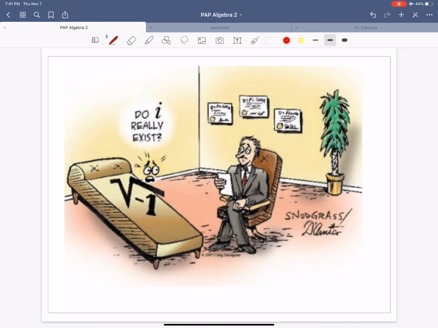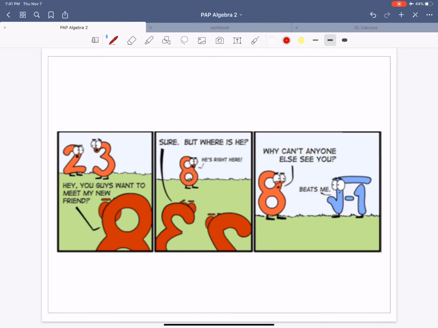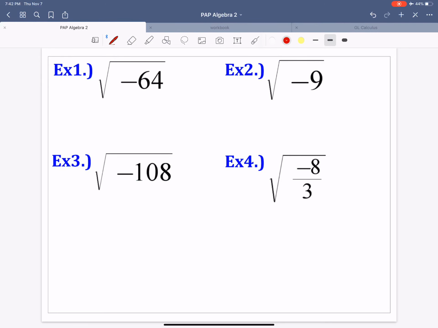All right, of course, more comics. Shrink, counselor, do I really exist? That's a good joke, too. Oh, man, I hope you laughed out loud. Don't make me feel weird about being the only one laughing at that. That's a good one. And one more. 2 says to 3, hey, you guys want to meet my new friend? Sure, but where is he? He's right here. Why can't anyone else see you? Beats me. Get it? Because he's imaginary. Oh, that's a good joke. Okay, all right. Enough of the fun stuff.